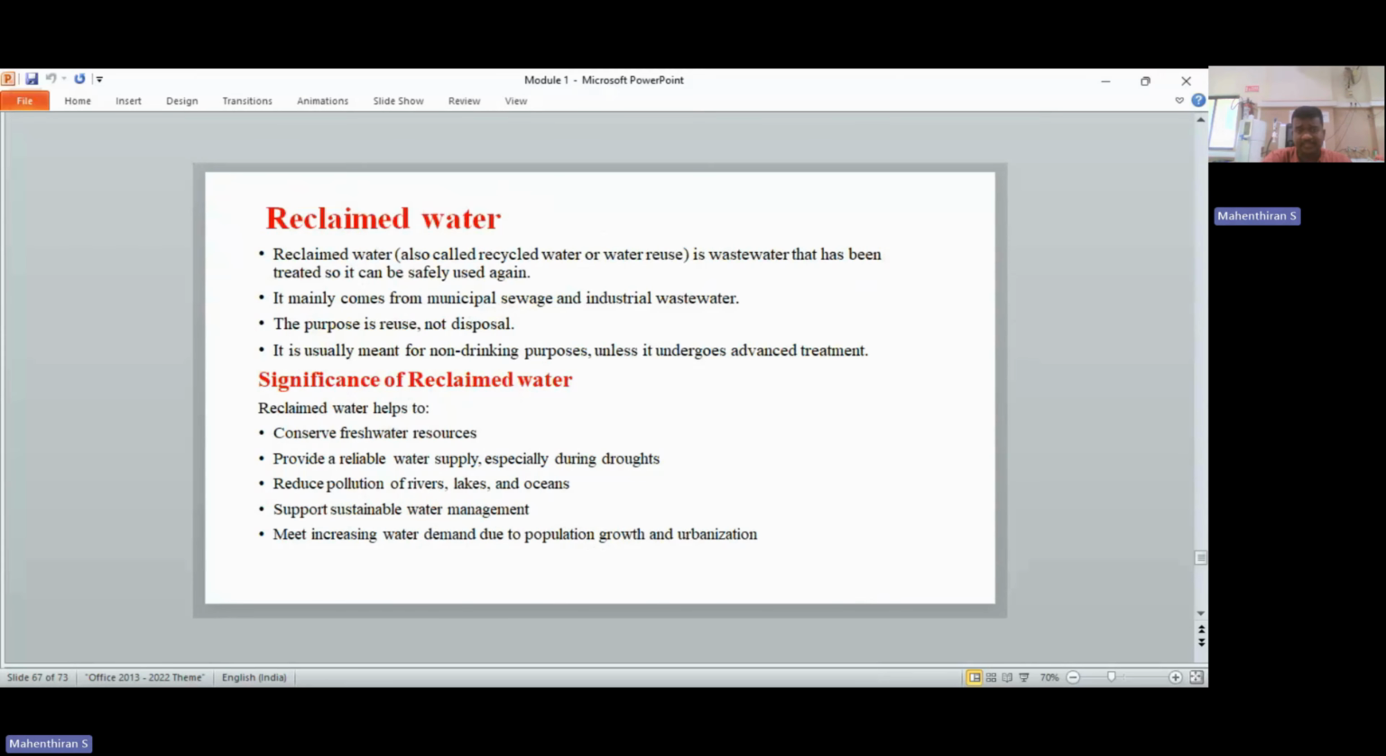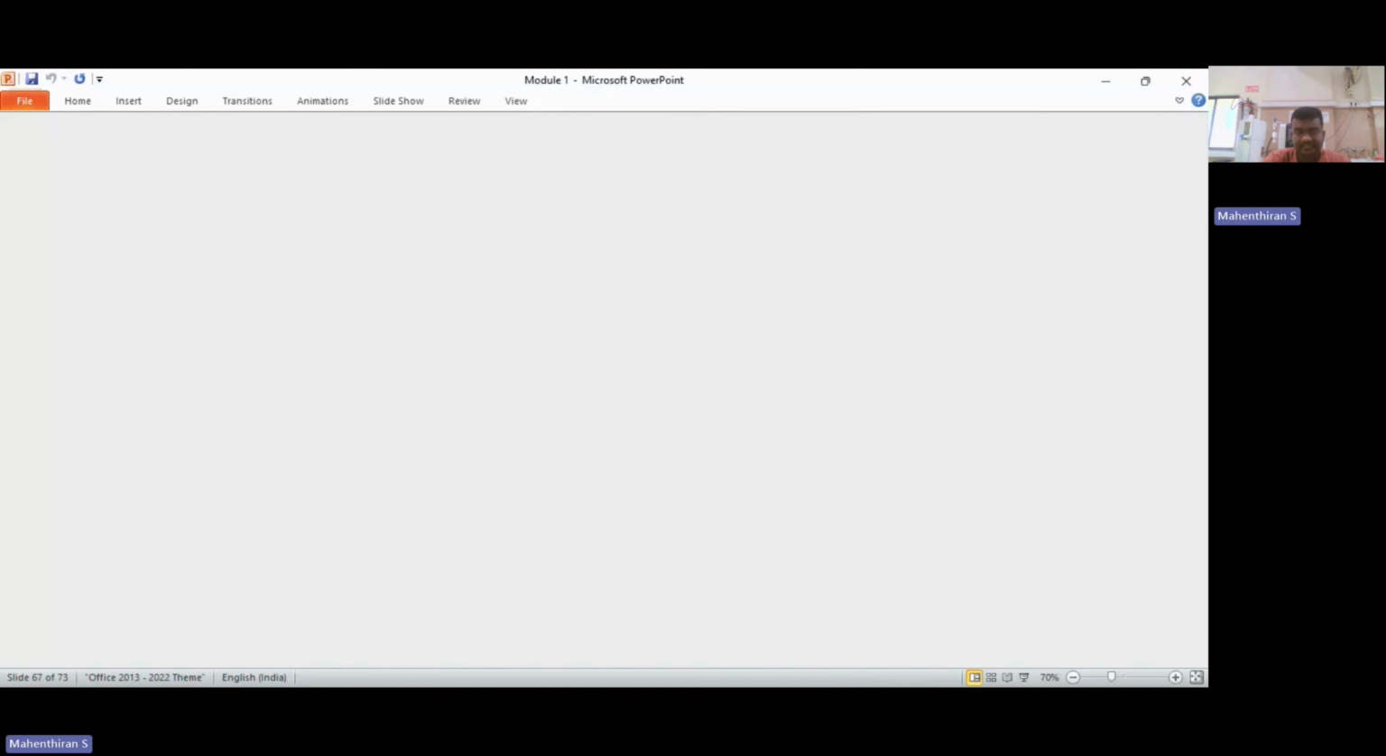It promotes a circular approach where water is reused rather than simply being wasted, aligning with the sustainability principles. Finally, reclaimed water helps meet the growing demand caused by population growth, urbanization, and industrial development. As cities expand, water demand increases and reclaimed water becomes a crucial solution.